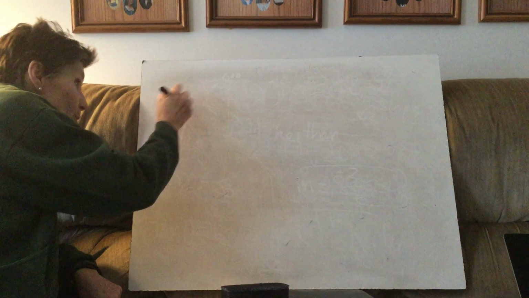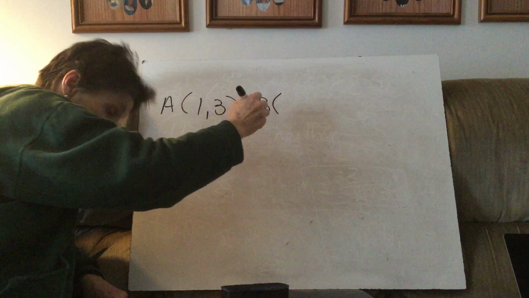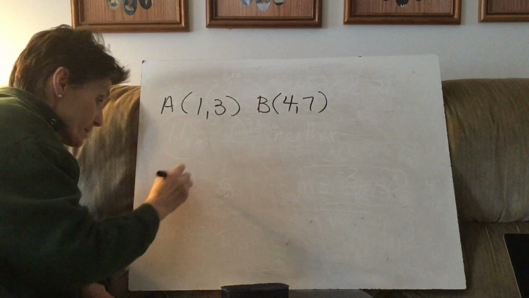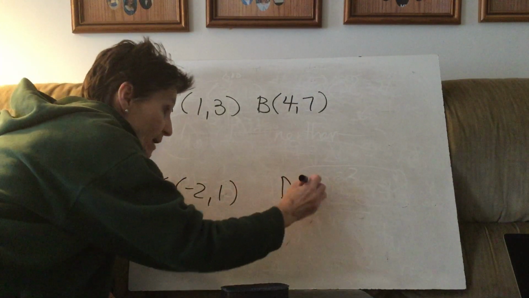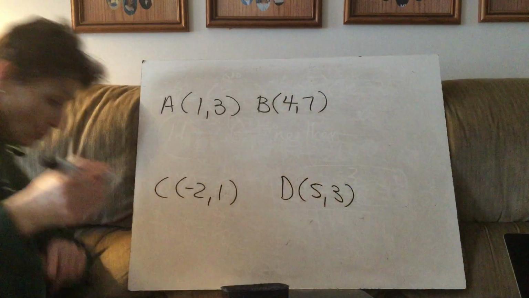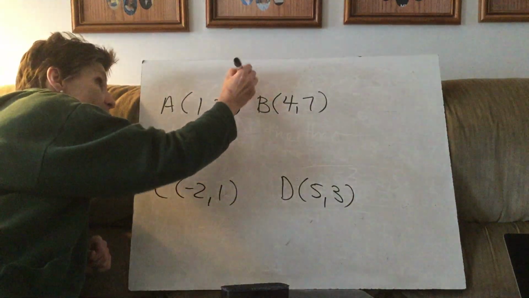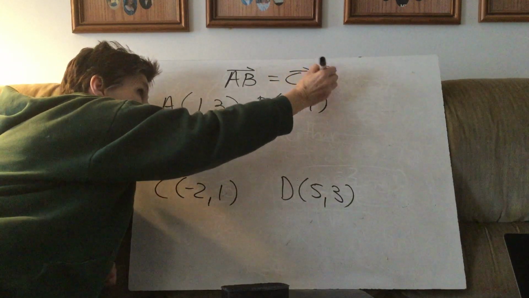Got a whole bunch of points here. A is 1, 3. B is 4, 7. C is -2, 1. And D is 5, 3. Okay, so the question is, we want to know if AB is equal to CD.